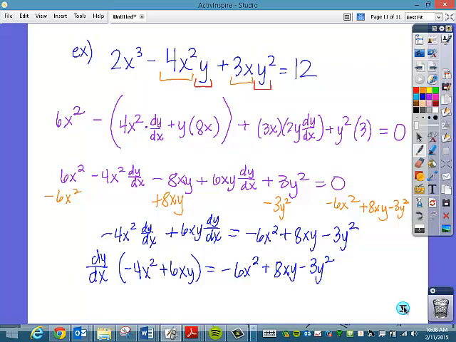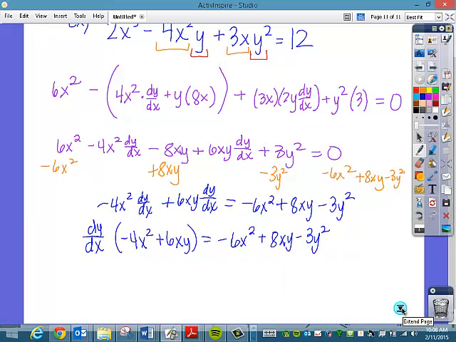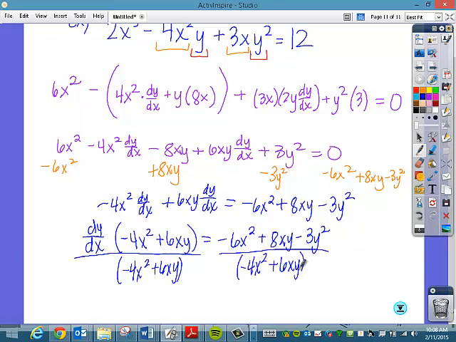And then I'm trying to solve for dy dx. So I'm going to divide both sides of my equation by negative 4x squared plus 6xy. And that will give me a final answer of dy dx is negative 6x squared plus 8xy minus 3y squared all over negative 4x squared plus 6xy. And you're done.